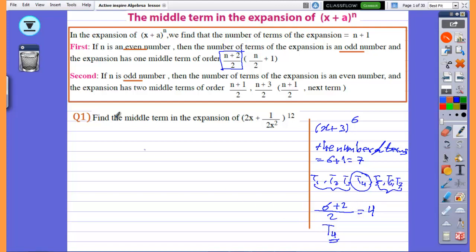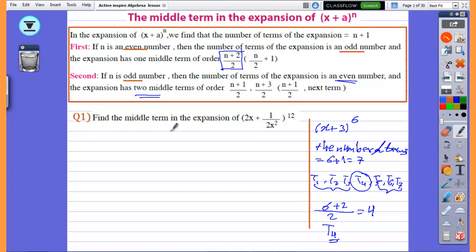Okay, in case n is odd, the number of all terms is even, and in this case we have 2 middle terms. Their orders are (n plus 1) over 2 and (n plus 3) over 2, and we will discuss all of these cases in the next problems.